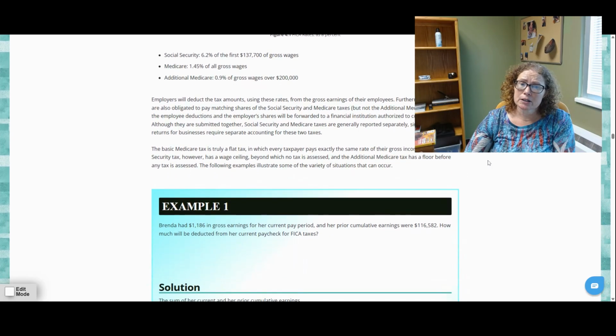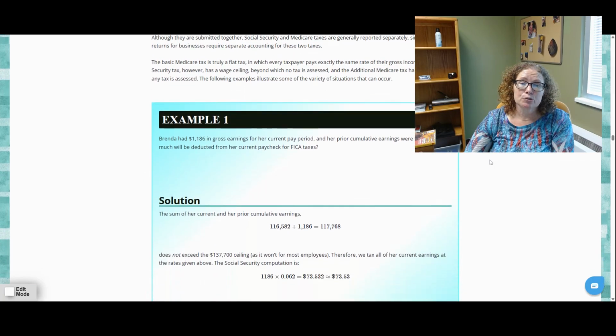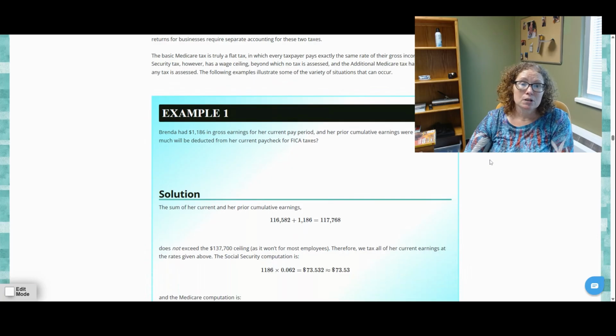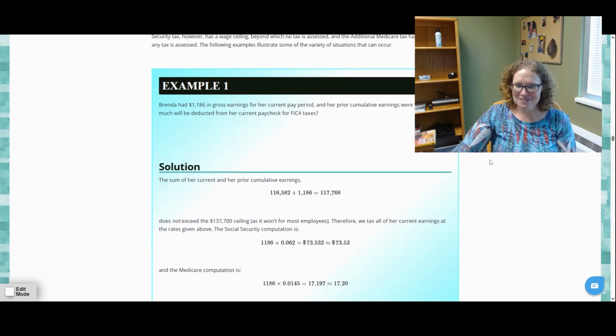So basic Medicare is truly a flat tax. The Social Security tax has a wage ceiling. And then we have the additional Medicare tax. It has a floor. So we will look at that, the floor, because it's over $200,000. So we're going to look at some examples.